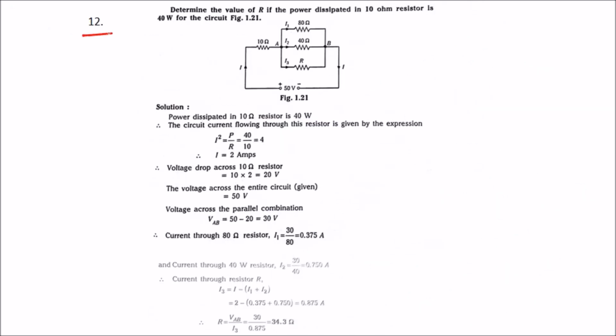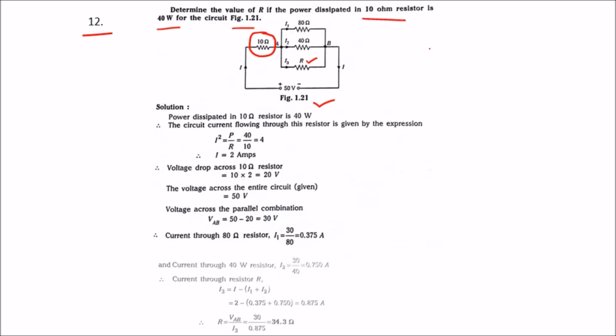Problem number 12. Determine the value of R if the power dissipated in the 10 ohm resistance is 40 watts for the circuit shown in figure 1.21. This is the figure 1.21. They are asking us to find the value of R where the power across the 10 ohm resistance is 40 watts.